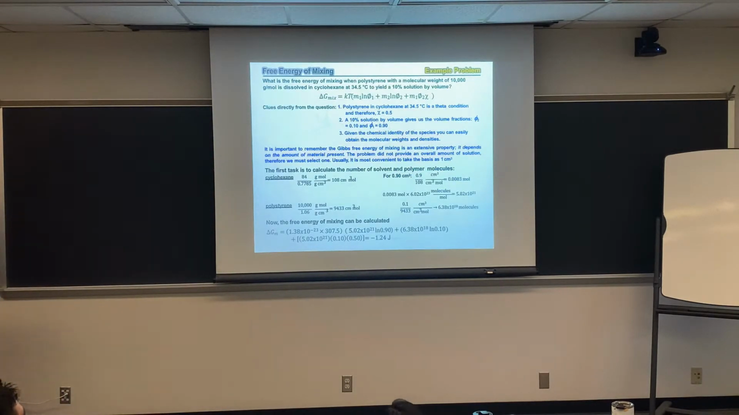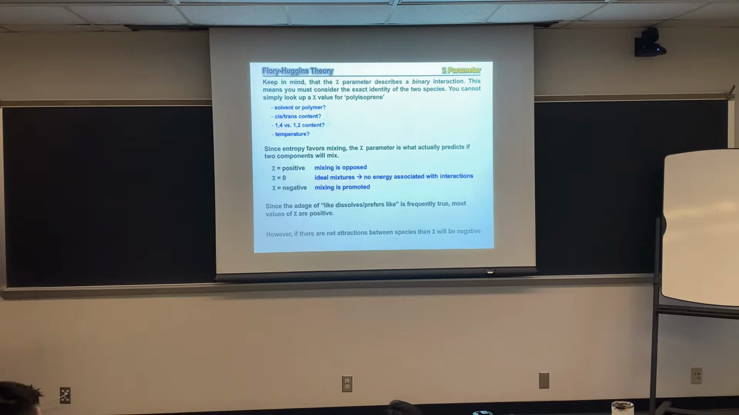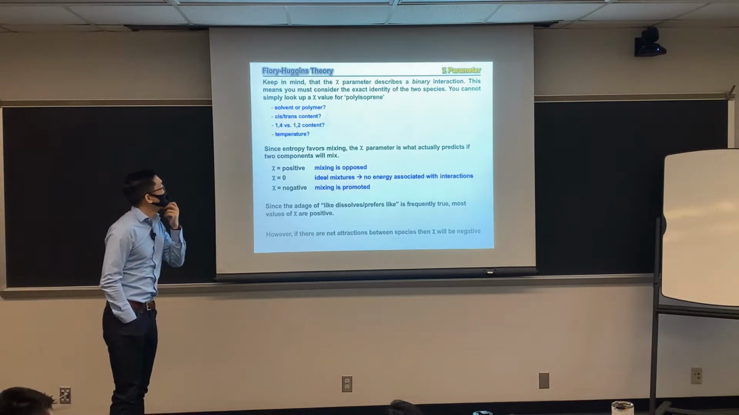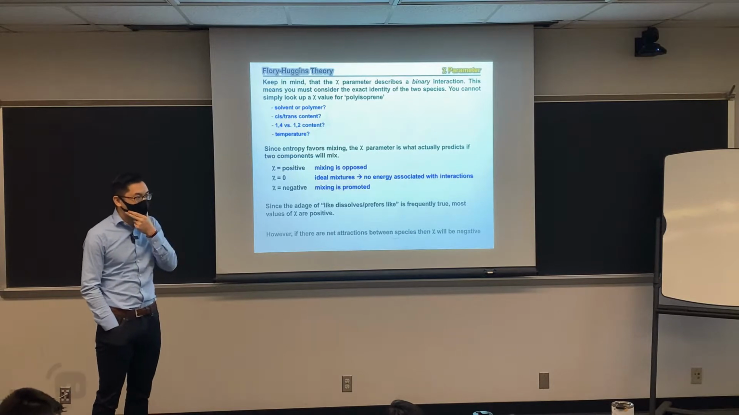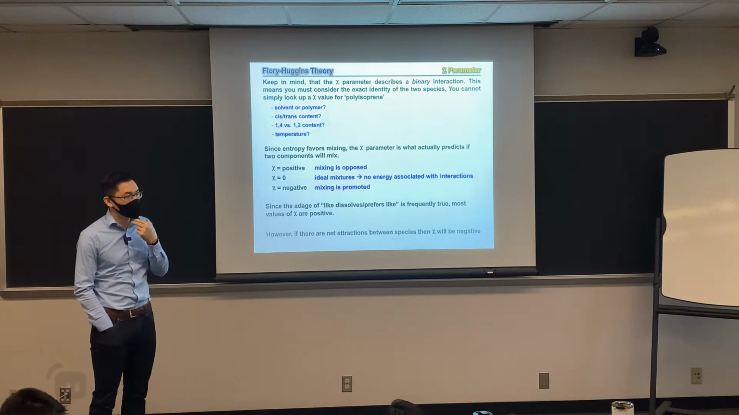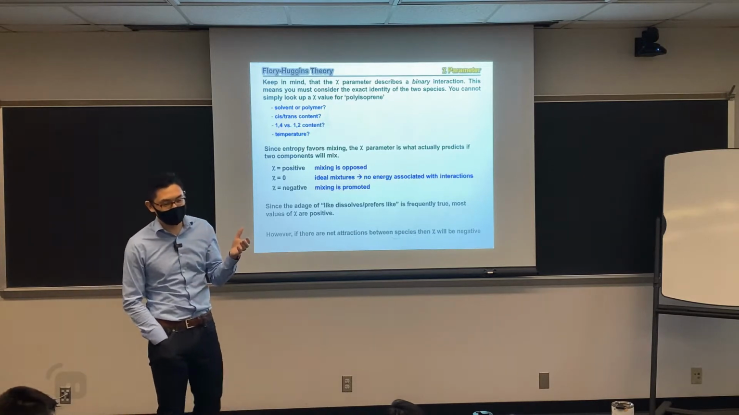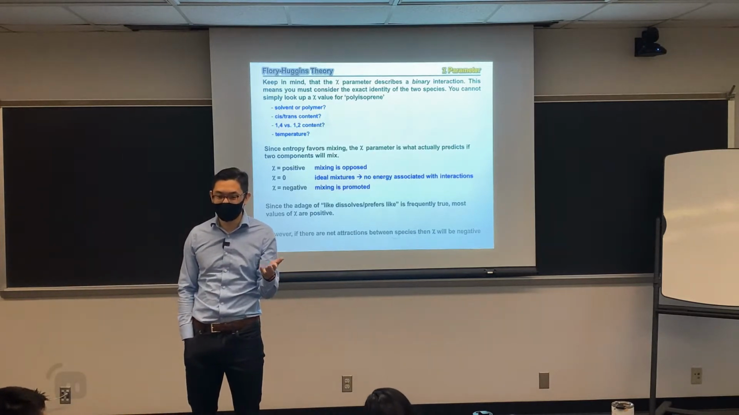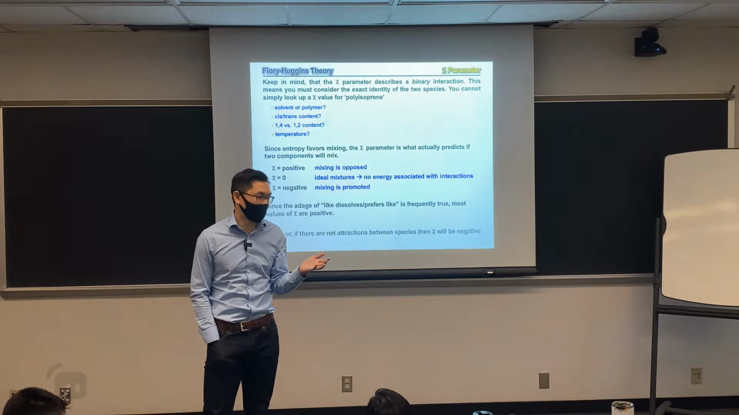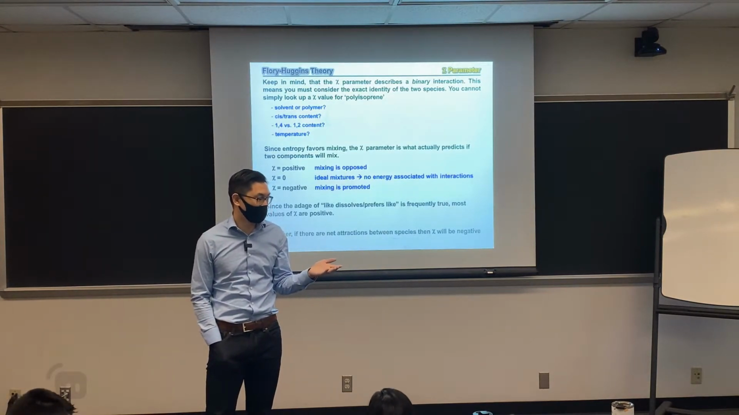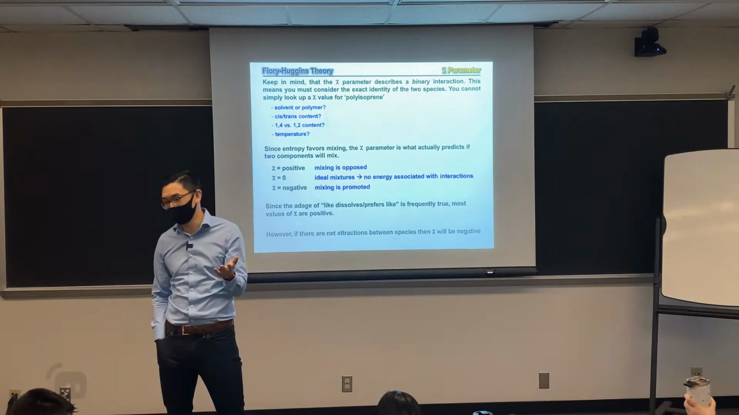We already did this part, so I don't need to go into it again. This is an example from when we talked about what mixing is. So here is a recap of the Flory-Huggins parameter. The chi parameter is basically generalized to describe any binary interaction. Let's say we consider a chi between two materials. It can be a chi of polystyrene versus polypropylene.